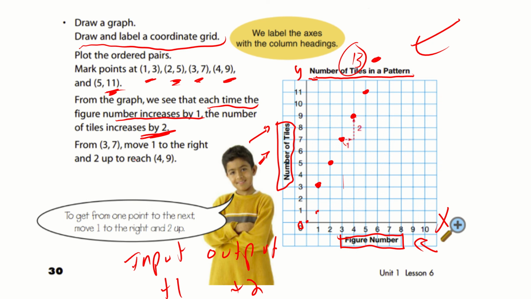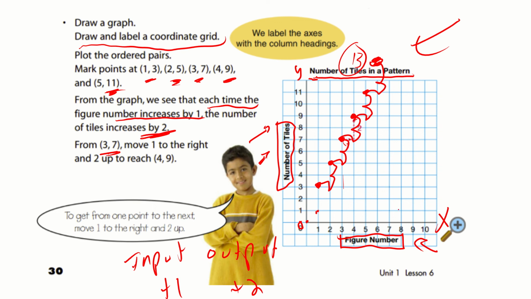From 3 to 7 or 1 to 3, okay, we go 1 to the right. So let's go instead 1 to 3. We go 1 to the right and then 2 up to get to our next coordinate. 1 to the right, 2 up to get to our next coordinate. Again, 1 to the right, 2 up, and so on. So 1 to the right, 2 up to 13.